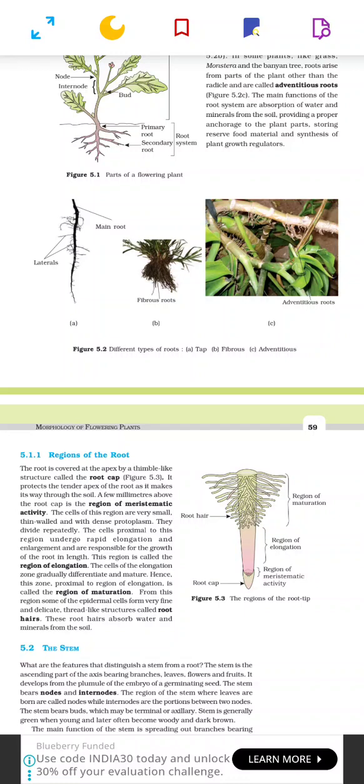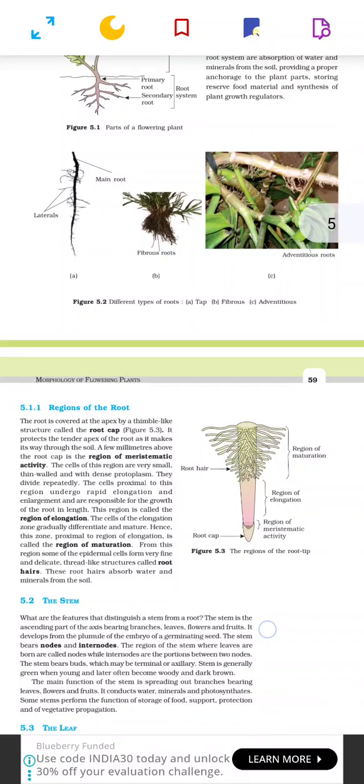The apical part of the root constitutes the region of meristematic activity, or meristematic cells, and it is covered by the thimble-shaped root cap. Then after the meristematic zone, there is the region of elongation, or zone of elongation, and after that there is the region of maturation. From the region of maturation, root hairs develop, and these hairs are used to absorb water and minerals from the soil.